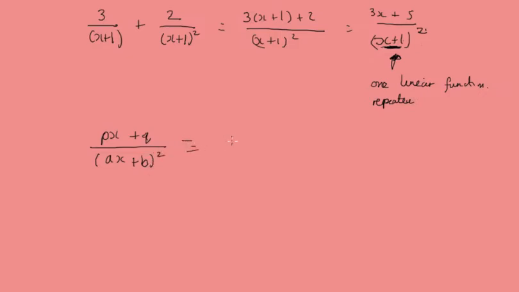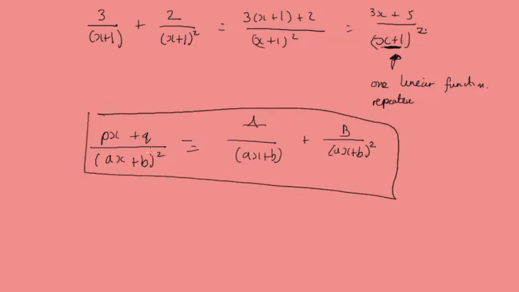It would become a over, now let's think about this. Here we had ax plus b, and there's a squared one, ax plus b squared. So this would be our general rule when the denominator is a repeated linear factor, this function squared. So let's look at this as an example. We've got 2x minus 11 over x minus 4 squared, and we want to write this as a partial fraction.